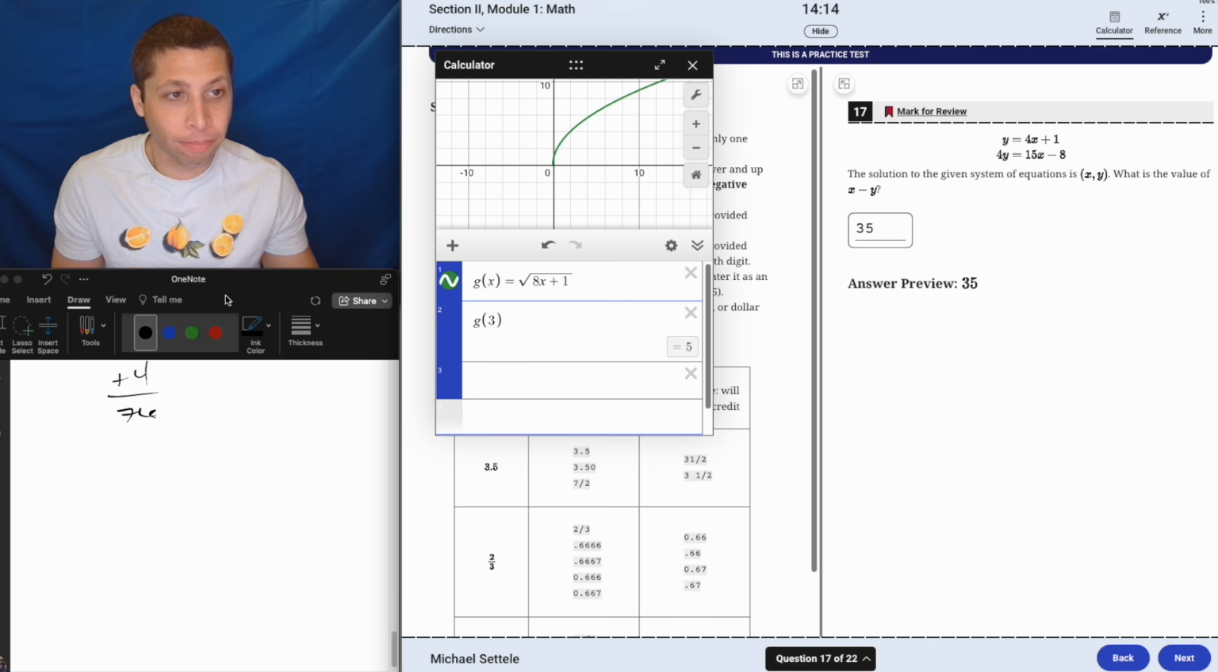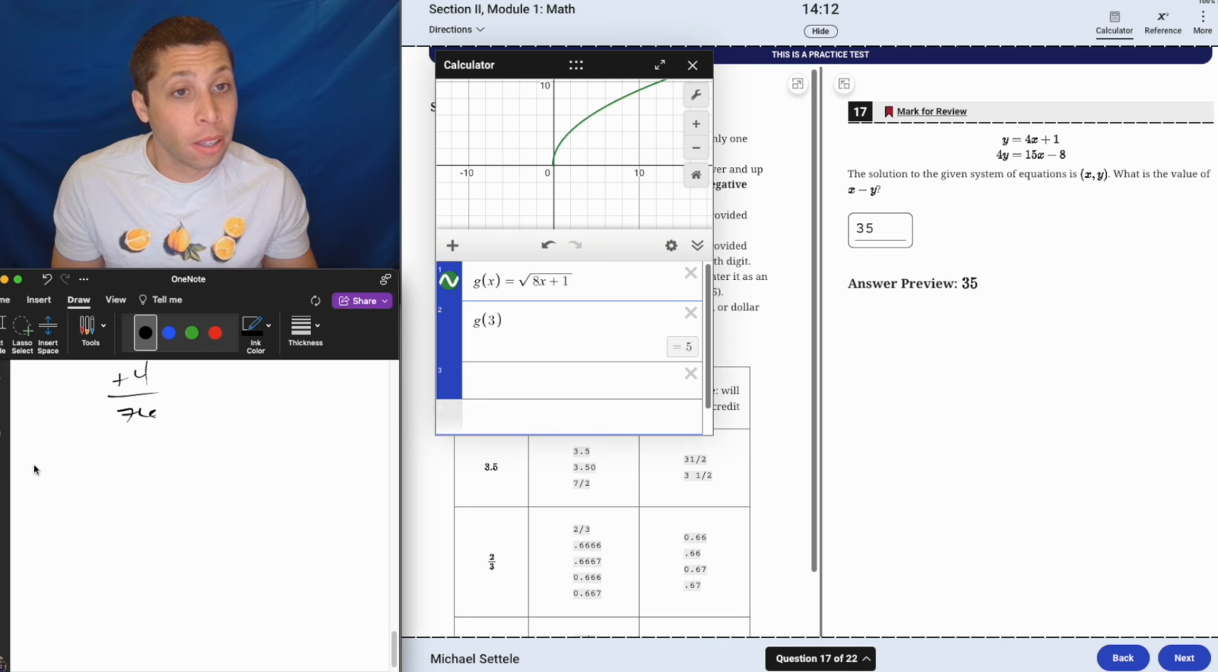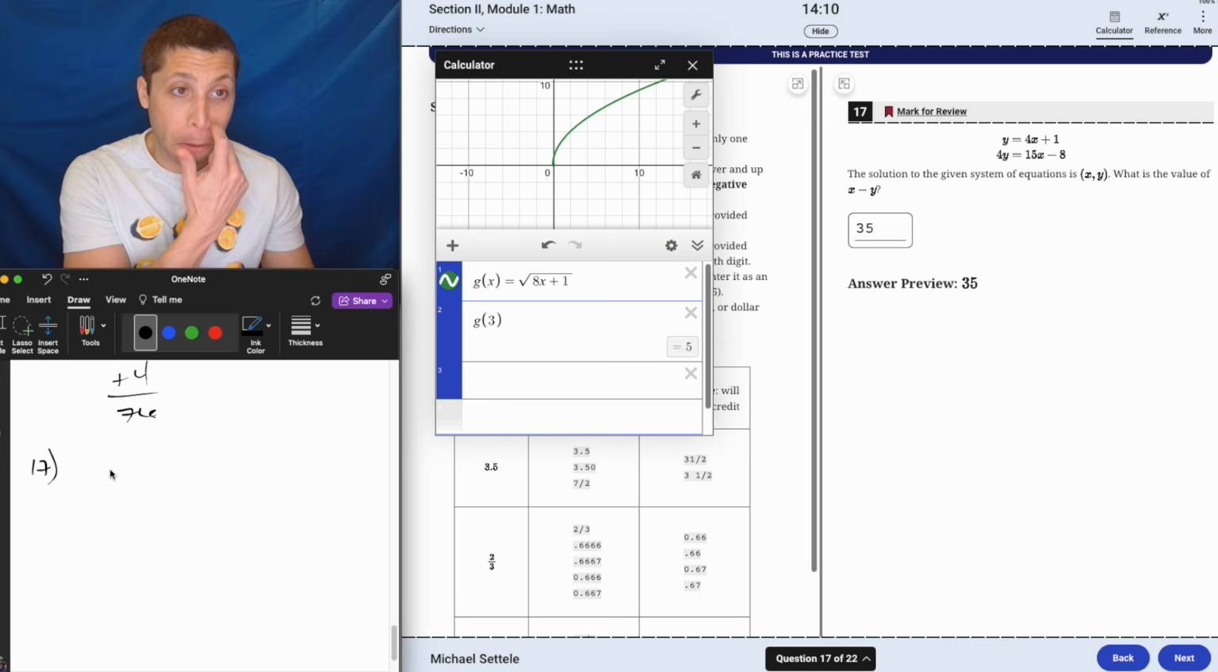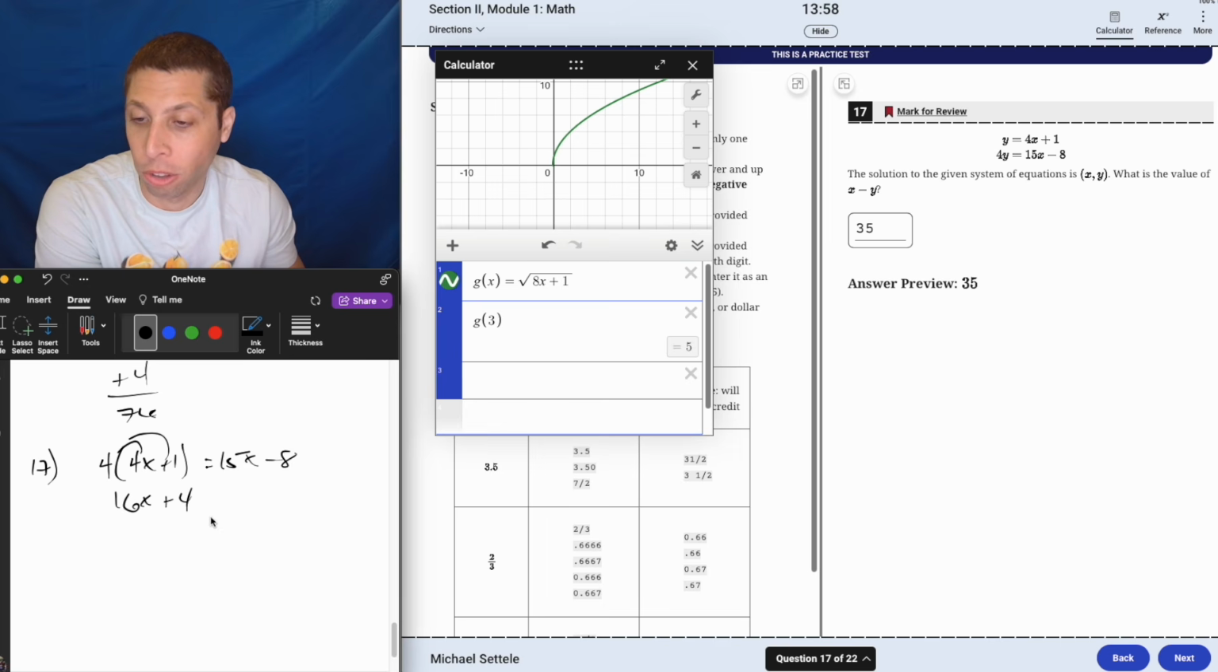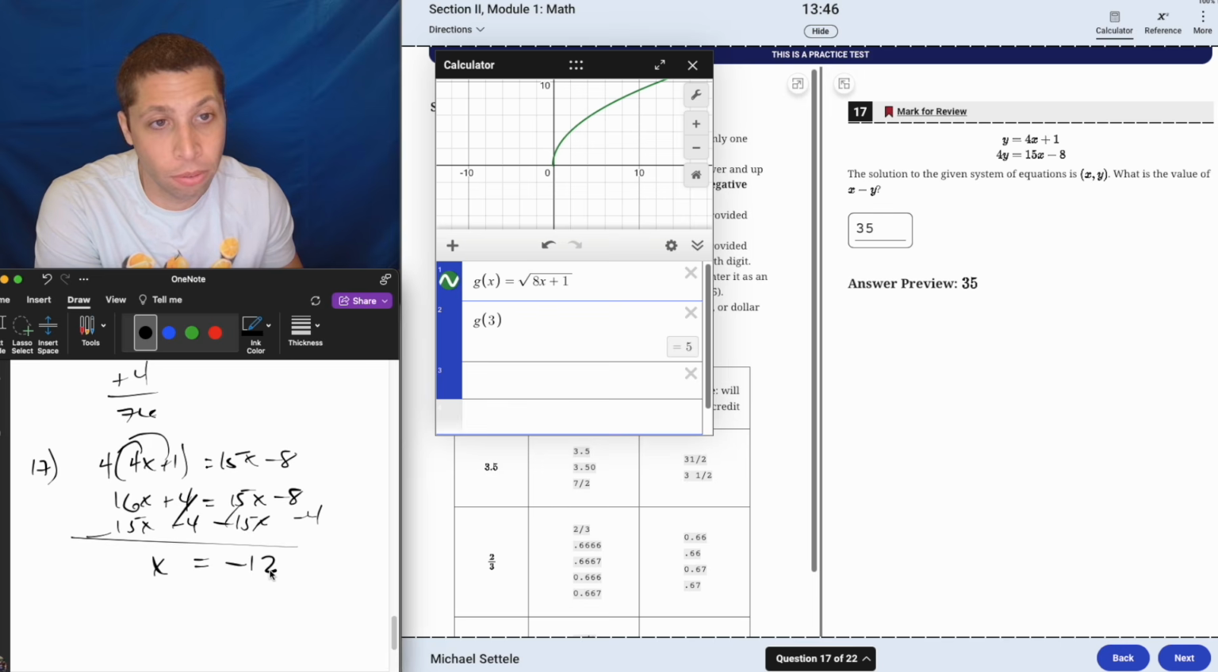More algebra. Again, I did this on the calculator before. So y equals 4x plus 1. So we're going to substitute 4 times 4x plus 1 equals 15x minus 8. So 16x plus 4, distribute, is 15x minus 8. Subtract 15x, subtract 15x, subtract 4, gone, gone, x equals -12.